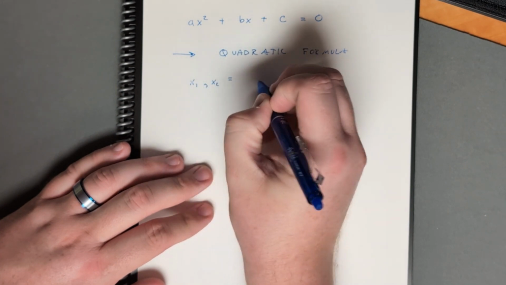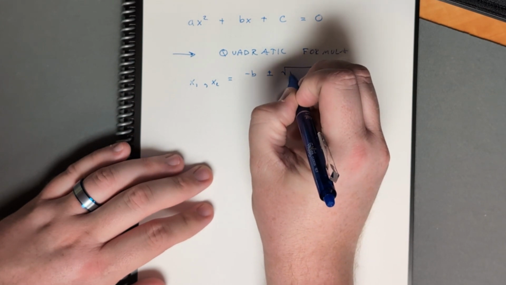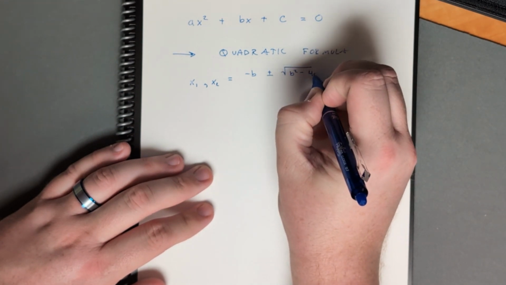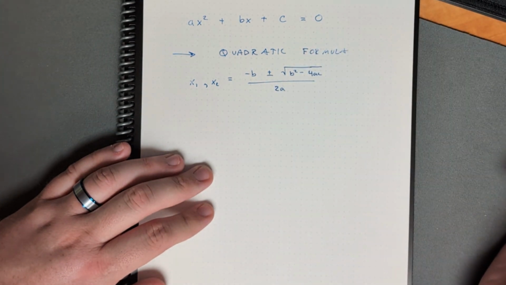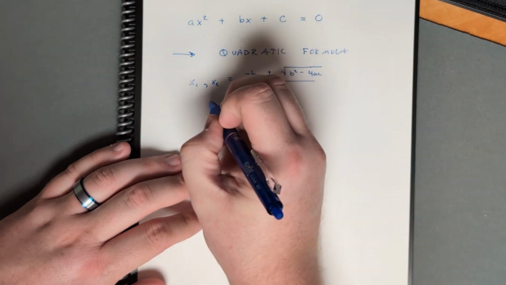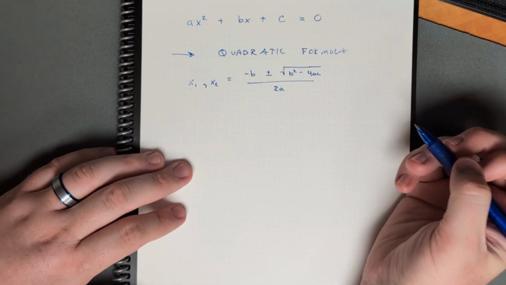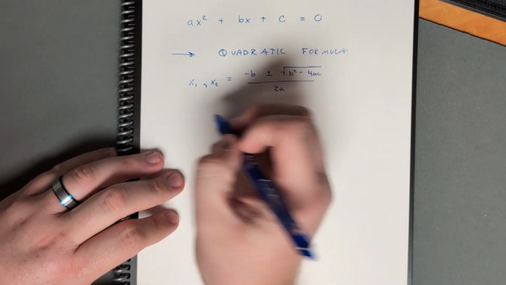Which states that the two solutions, x1 and x2, for given a, b, and c are negative b plus or minus the square root of the quantity b squared minus 4ac all over 2a. But how do we know we can trust the quadratic formula? Let's take it step by step to see how the quadratic formula is derived.